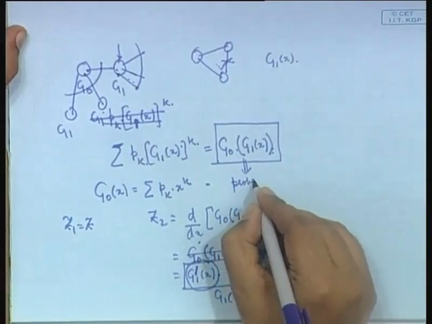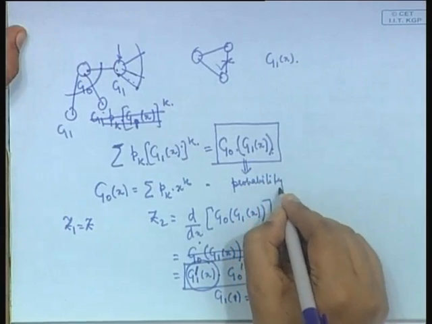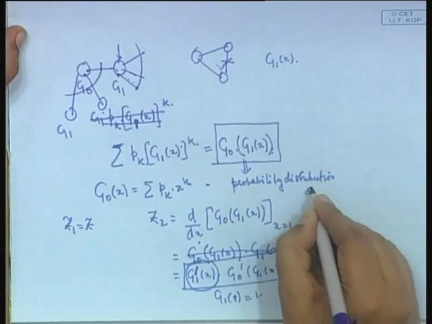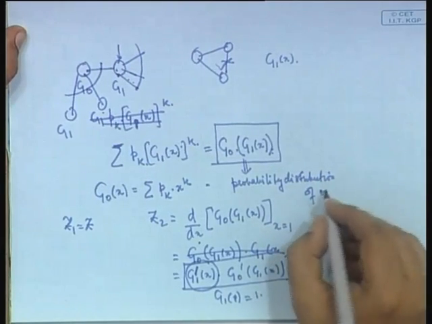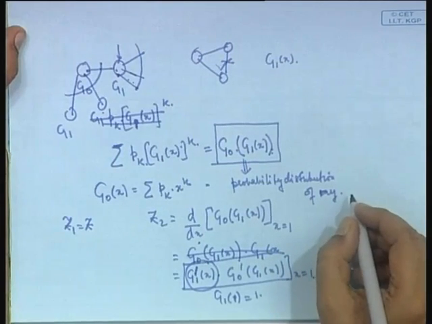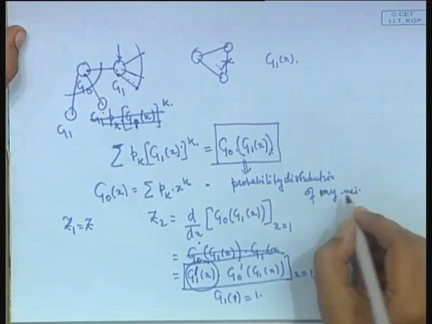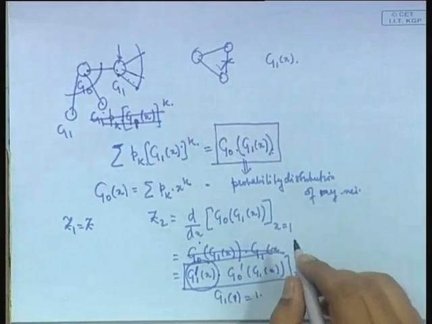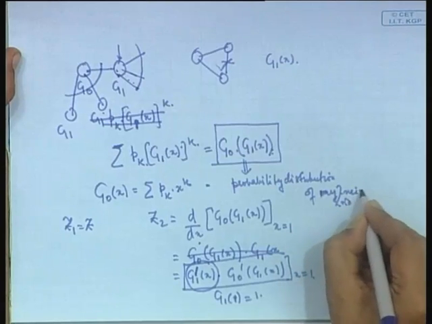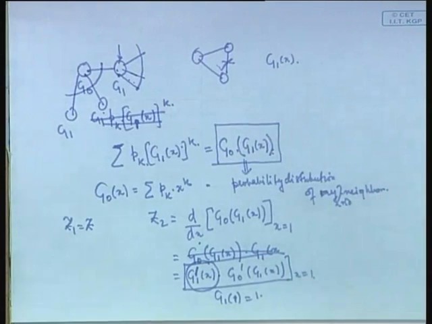Probability distribution of my second neighbor, not outgoing edges of my first neighbor. These are outgoing edges of the first neighbor. So, of my second neighbor. I have thought simply that all these outgoing edges go to distinct neighbors, distinct nodes. That is my assumption. You may criticize.